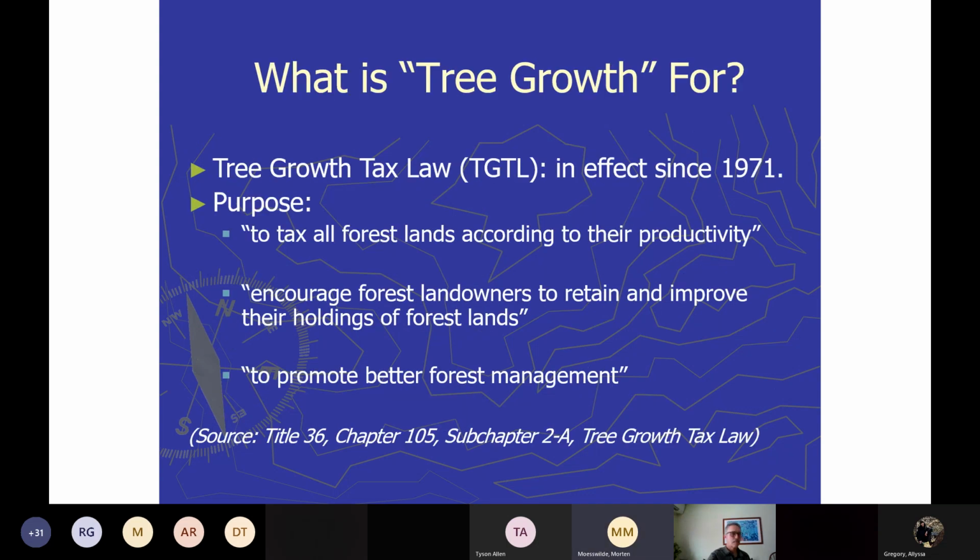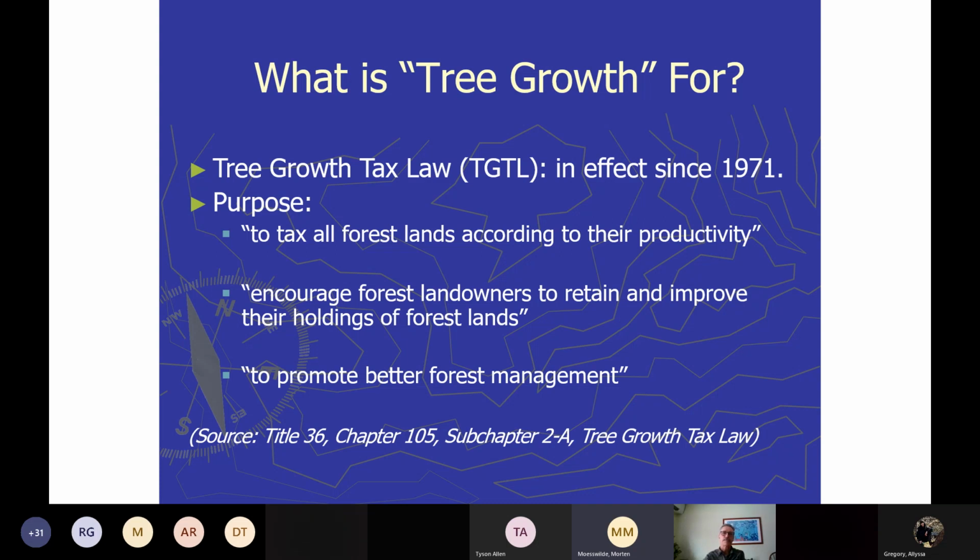So we want to focus in on tree growth now for the rest of this part of the presentation. Tree growth tax law has been in effect since 1971. It came about quite some time ago, and its purpose when it was enacted was really to tax forest land according to its productivity. So recognizing that land that's growing trees is productive, but it is productive in the sense that those trees have commercial value. It also had the intent of encouraging forest landowners to retain their land and improve those forest lands.